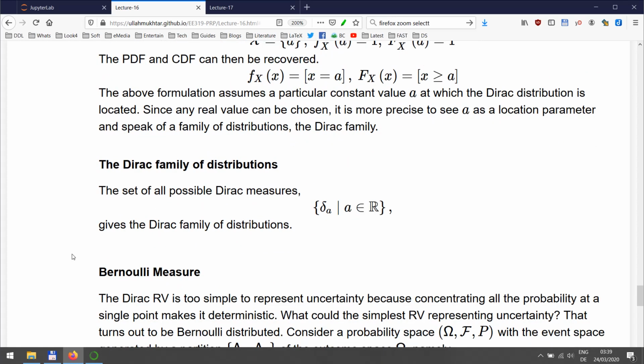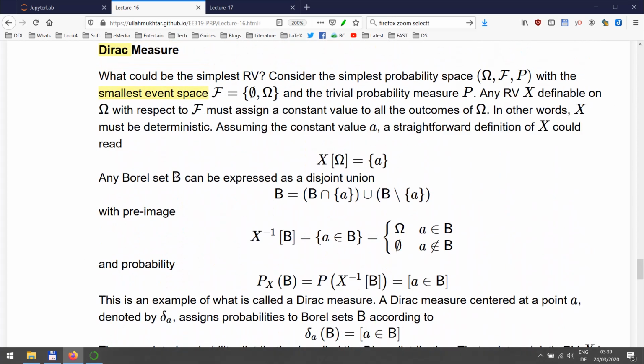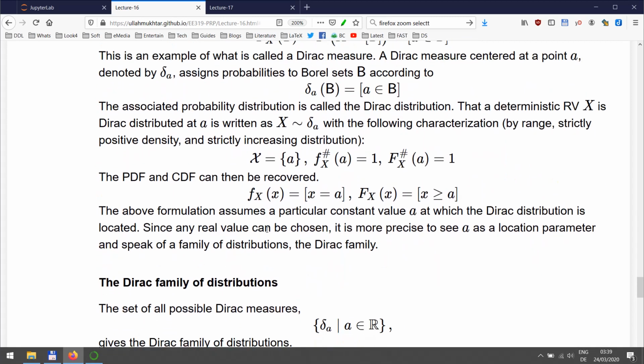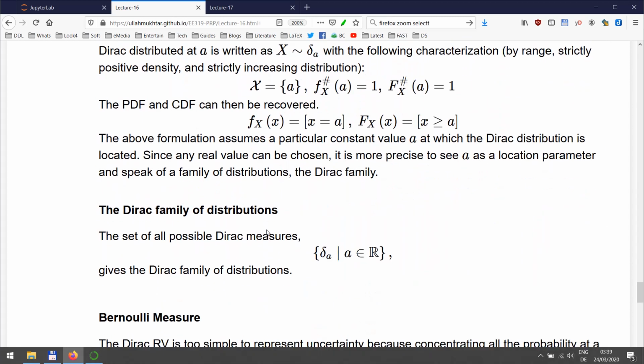Okay, let's move on to another important point, is that we chose A as a particular value, but this value can be chosen anywhere on the real line. So you cannot tie the definition of Dirac distribution to a single value of A. In fact, each value of A will give you a new distribution. So it's more appropriate to speak of a family of distributions.